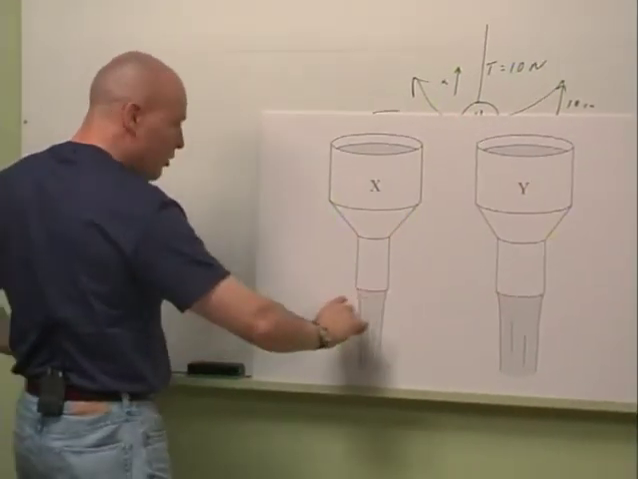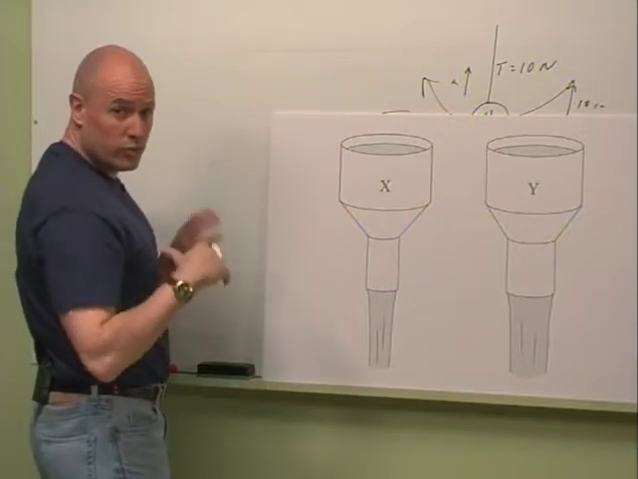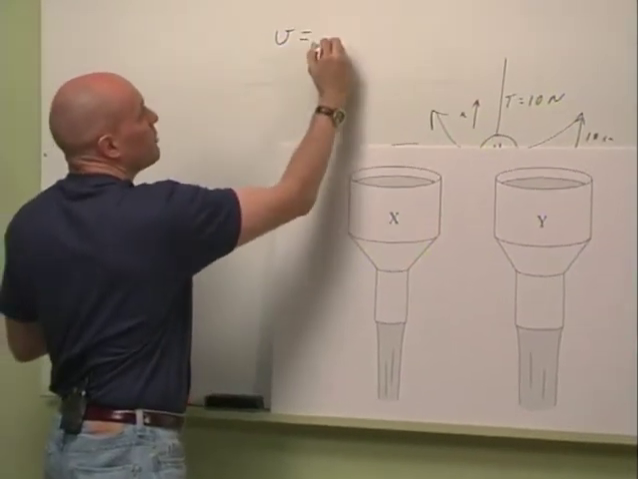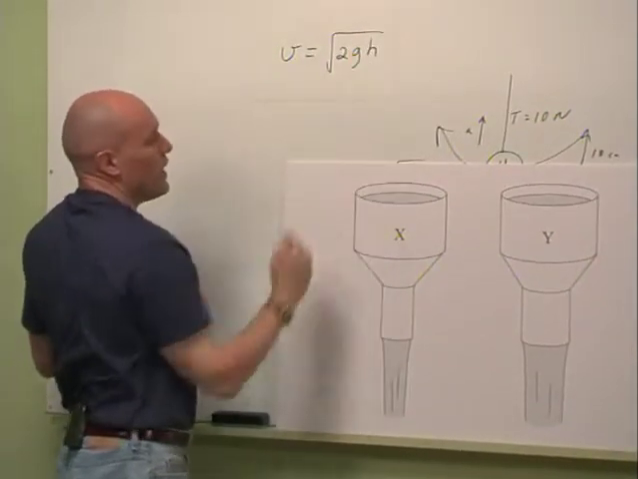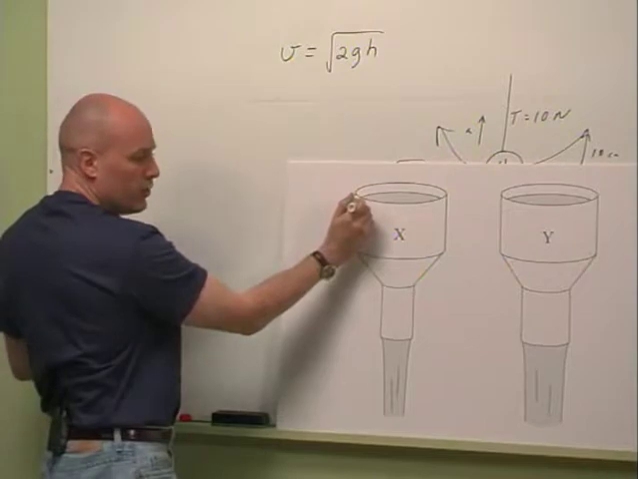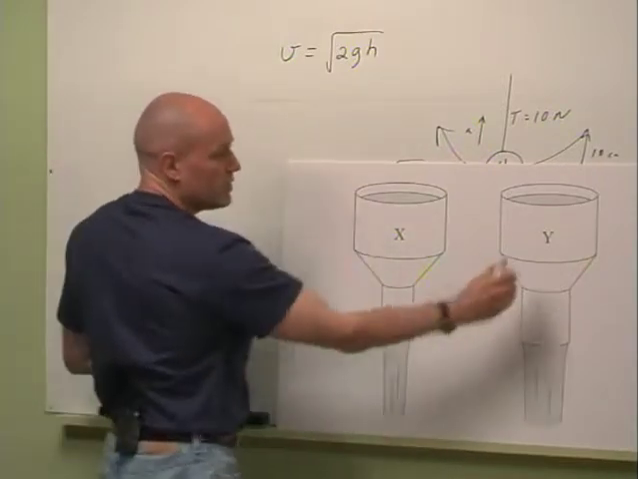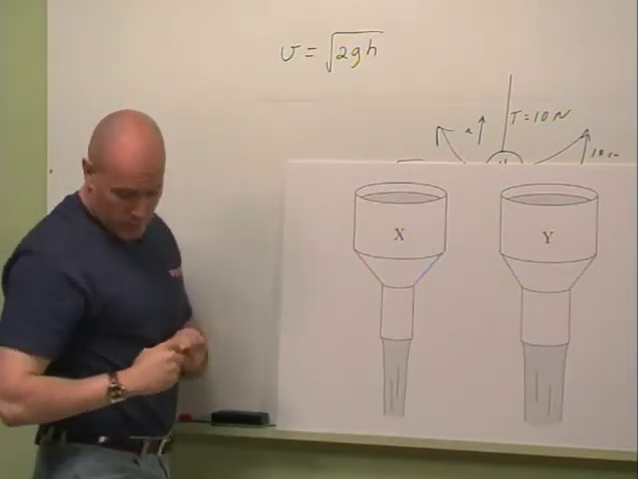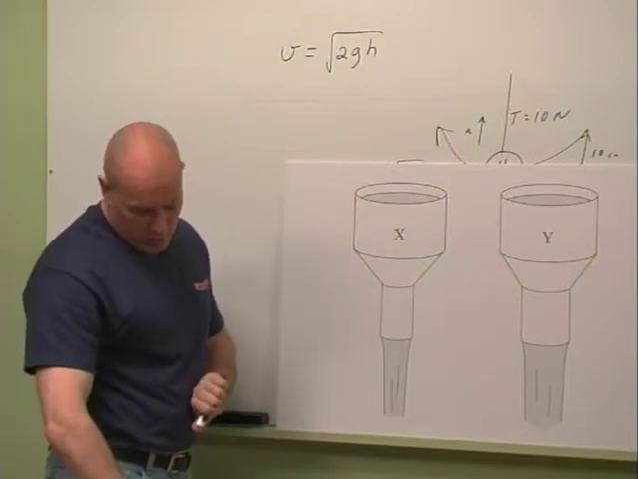But if I want to know the speed of the fluid coming out of the bottom of a funnel, there's a formula for that. And it really comes from Bernoulli's equation, but we can solve it out to the square root of 2gh, where h is the height from the top of the fluid to where the fluid's coming out of the funnel. So in both these cases, my velocity is going to be the same coming out. So answer choice here is B. The velocities of the fluid coming out of the funnels are equal.